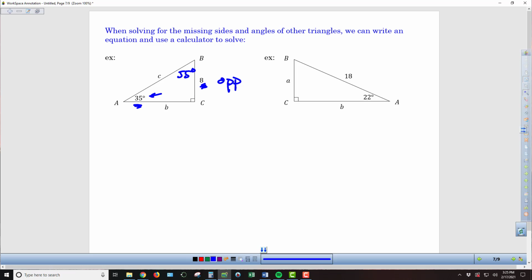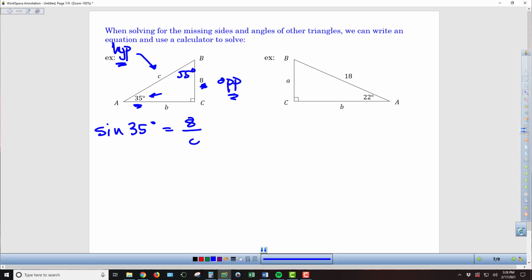And so to figure out the length of, let's say, the hypotenuse, I need to figure out which of my trigonometric ratios involves opposite and hypotenuse. Hopefully that rings a bell as sine. So I can say that the sine of 35 degrees is equal to opposite over hypotenuse. In this case the opposite side is 8 and the hypotenuse is c. So now I have an equation that I can use to solve for c.